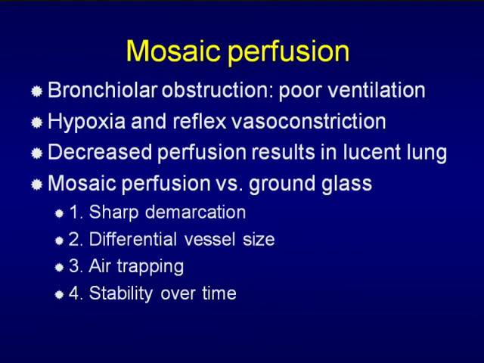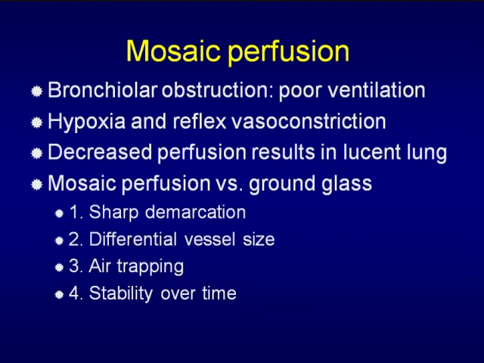It's not helpful if it's absence, but difference in vessel size. So in mosaic perfusion, the vessels may be much smaller in the lucent lung than in the normal opaque lung, and that may be helpful in telling that the pattern is mosaic perfusion. If you see air trapping in the areas that were lucent on the inspiration, then that just confirms that the pattern was mosaic perfusion. And I find stability over time can be helpful.